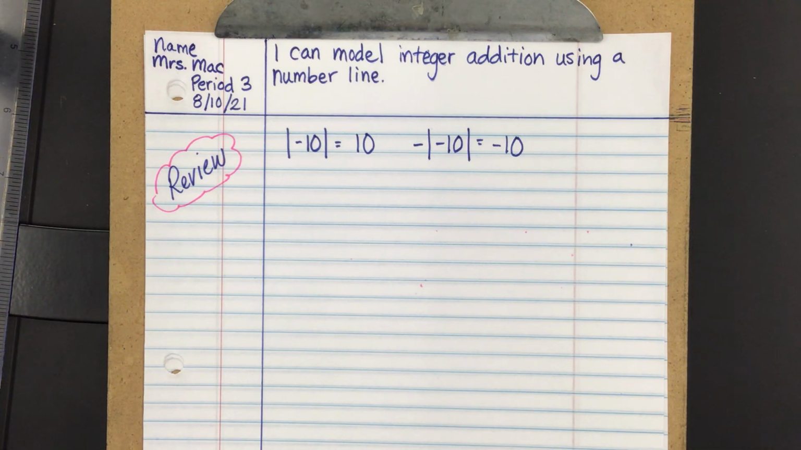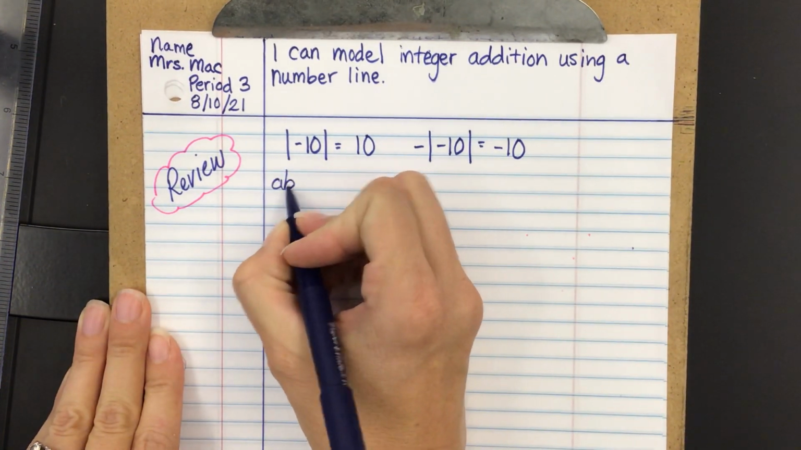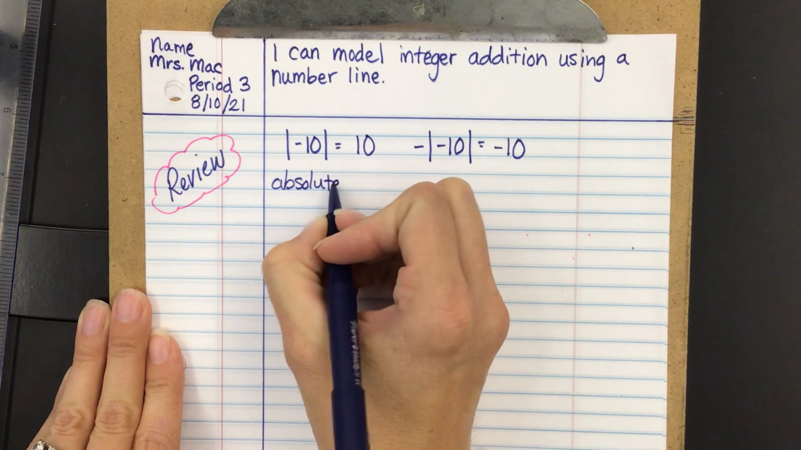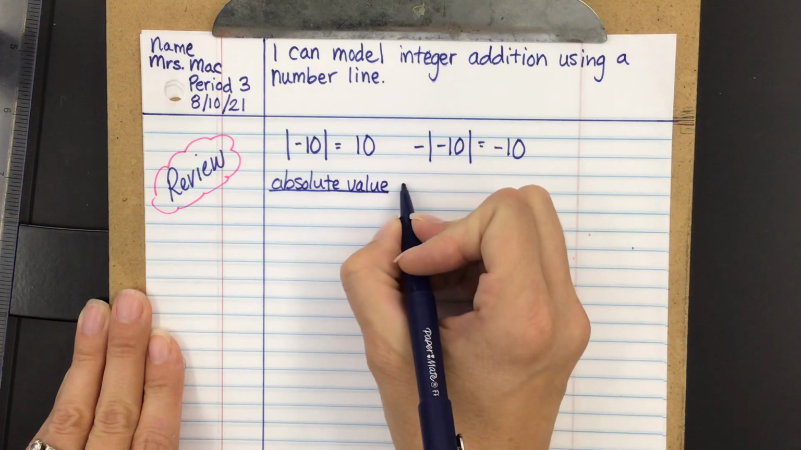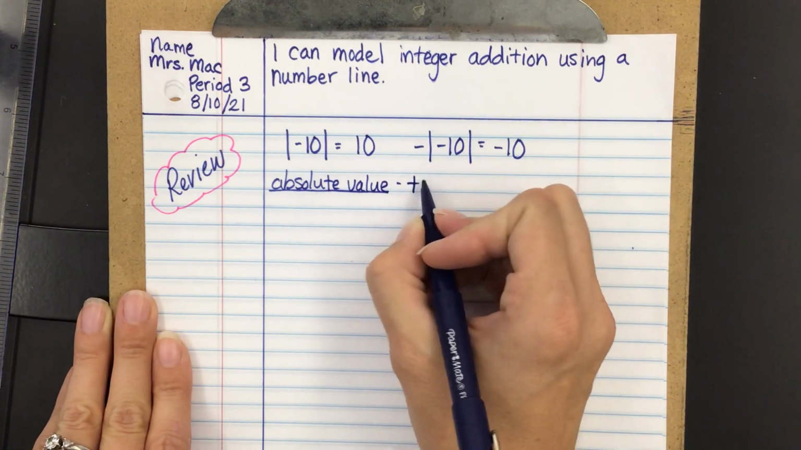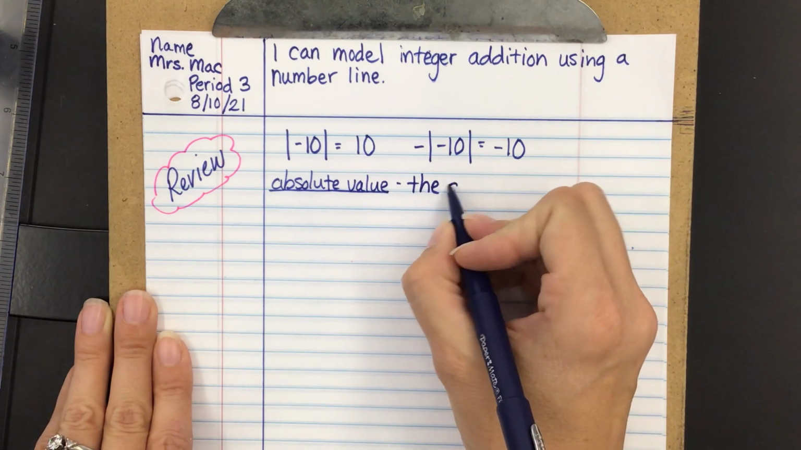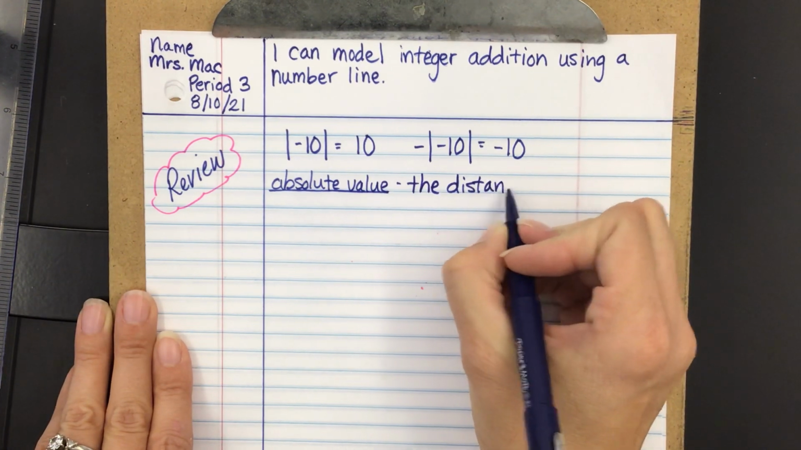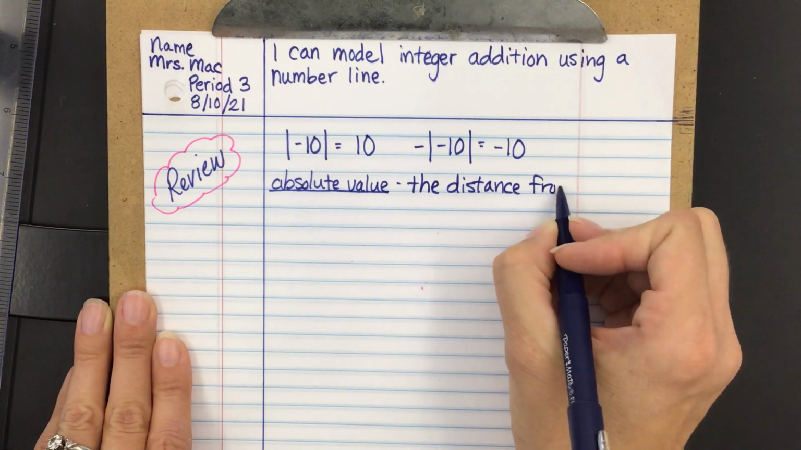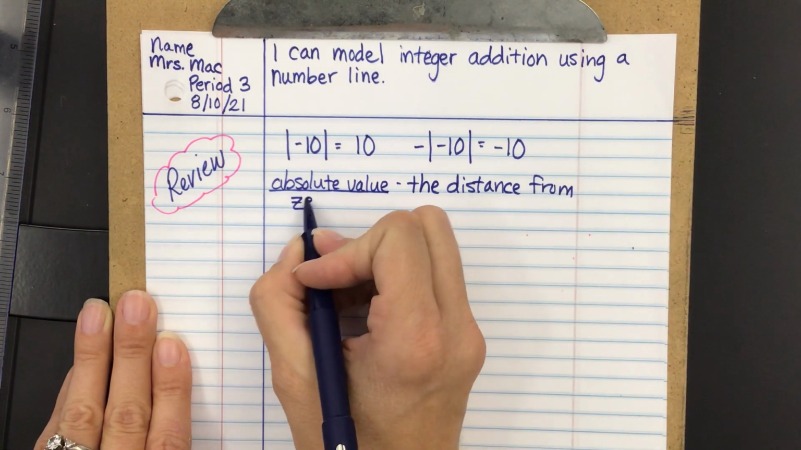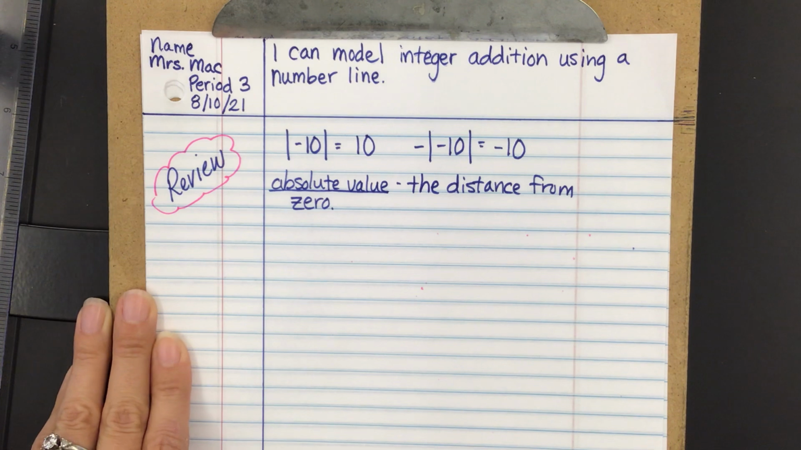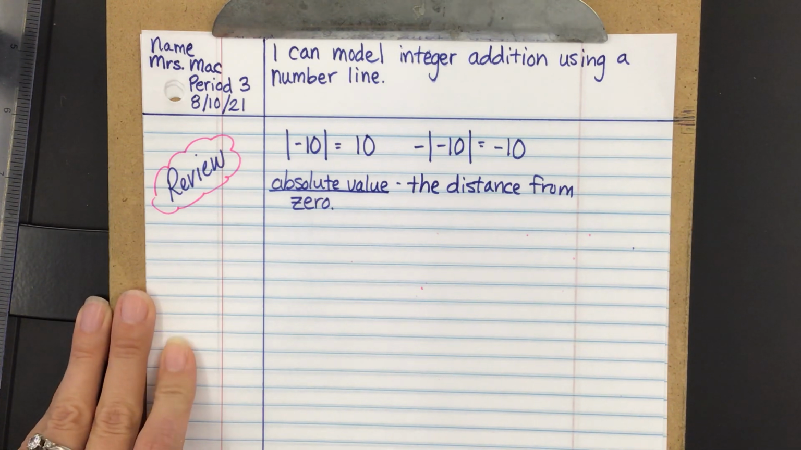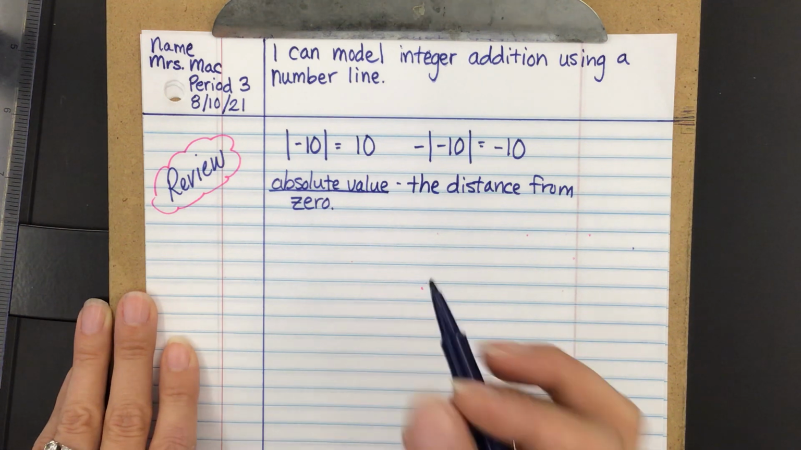So let's quickly write the definition for absolute value down so we have it in our notes. And a lot of people gave us some good definitions. I think I'm going to use this one. The absolute value is the distance from 0. And the other thing that you always want to remember about absolute value is it is positive, always. Distance is always positive.